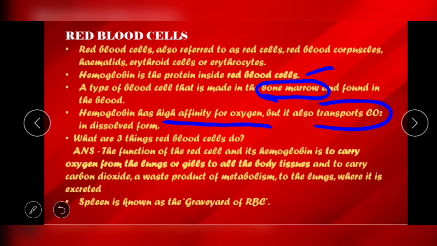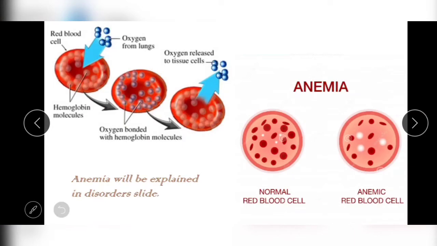And next, carbon dioxide is a waste product which we do not need in our body, so it is excreted from our body. And next, the spleen is also known as the graveyard of RBC. Whichever RBCs are dead are stored in the spleen. Next, here we see red blood cells. This is a disease related to red blood cells, anemia, which we'll be seeing in the disorders section.